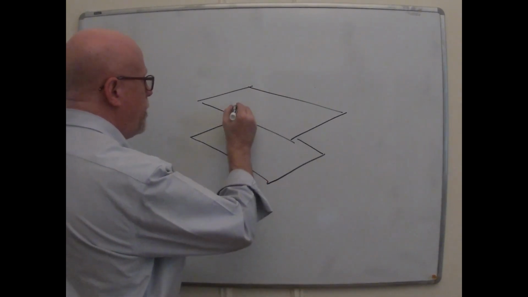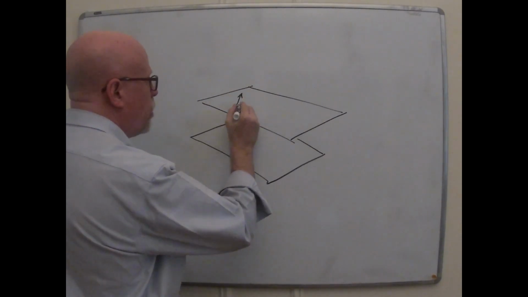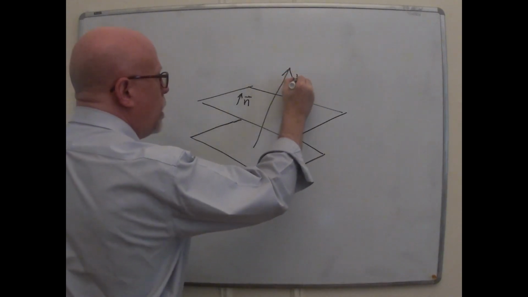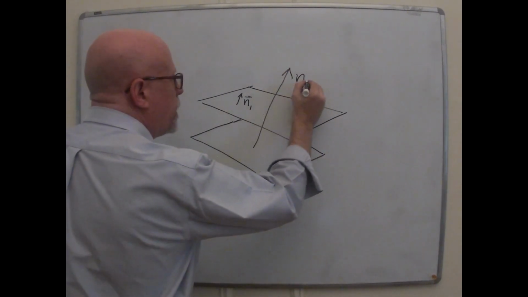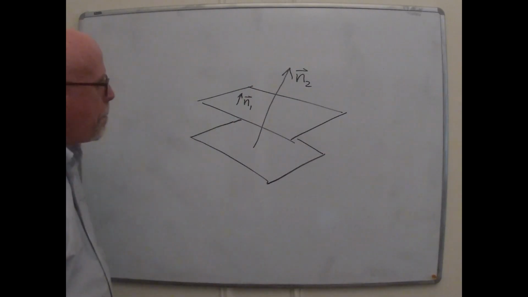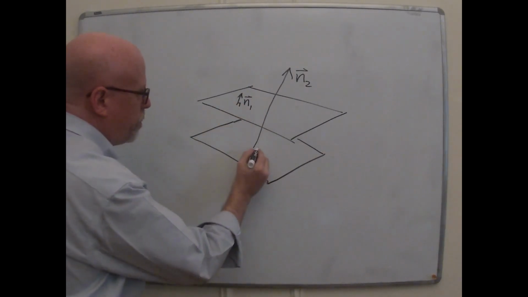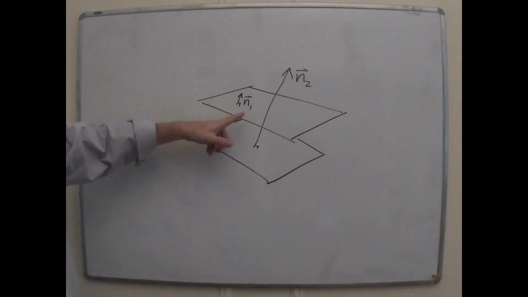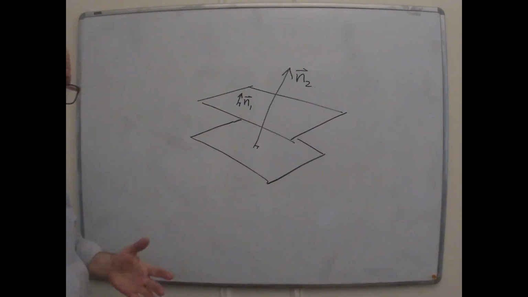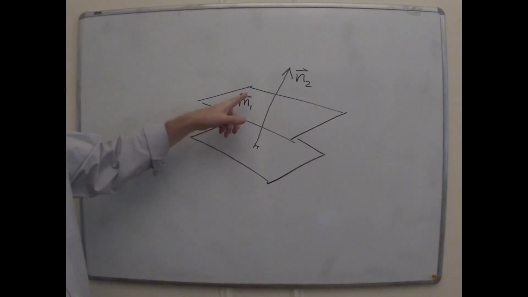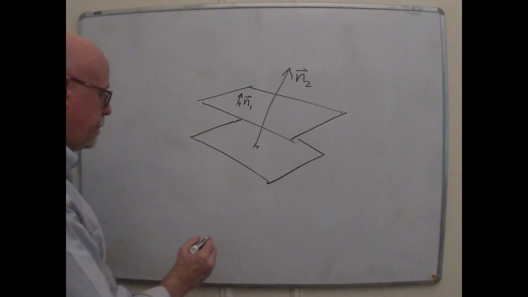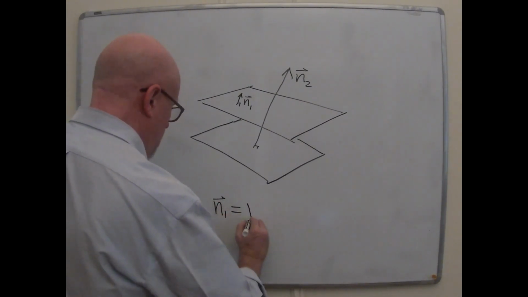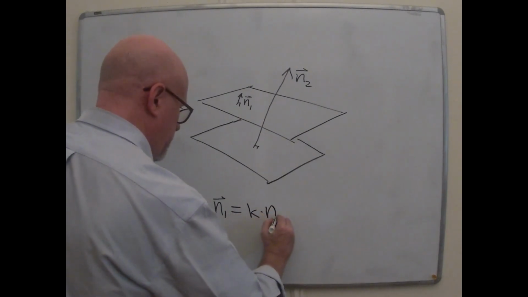Well, they each have their own normal vector. The normal vector for one plane might be like that. The normal vector for the other might be much longer. So maybe I should call them n1 and n2. Both of these are normal vectors though, so they're perpendicular to their planes. If you want the planes to be parallel, what has to be true about these guys? They have to be parallel as vectors, which means that the vectors have to be multiples of one another. So normal 1 is equal to some constant times normal 2.